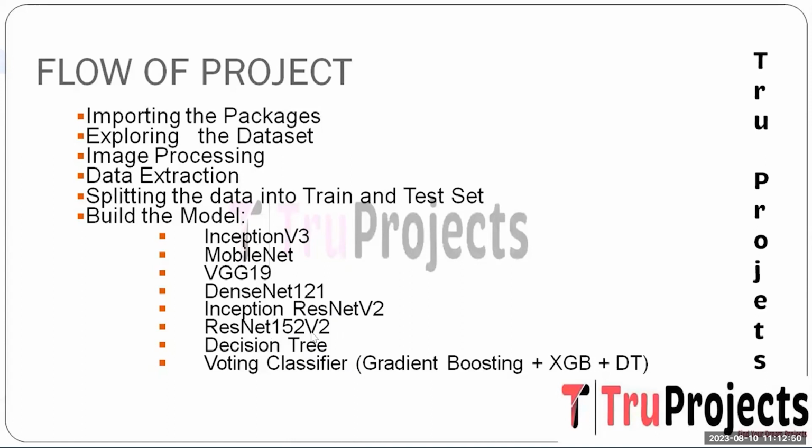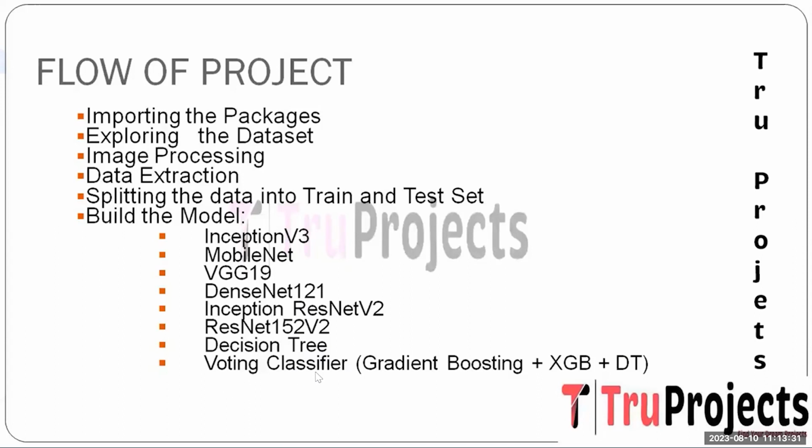The next one is ResNet 152V2. It is an extension of ResNet architecture known for its deep structure and connections that mitigate the vanishing gradient problem. In this project, it effectively extracts the hierarchical features from the images, enhancing the accuracy of the disease classification. The next one is the decision tree. A decision tree is a classic machine learning model that partitions the data based on the most significant attribute. It is interpretable and captures complex relationships. The decision tree can learn decision rules from extracted features to classify the plant leaf disease.